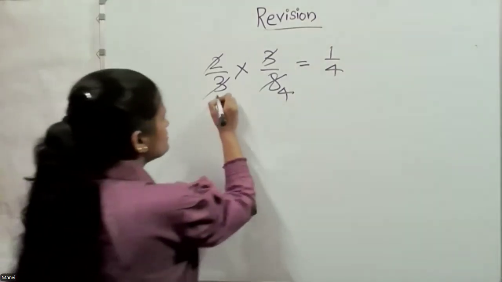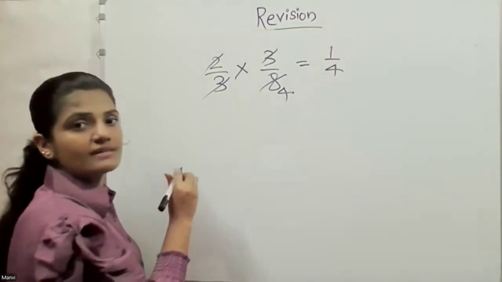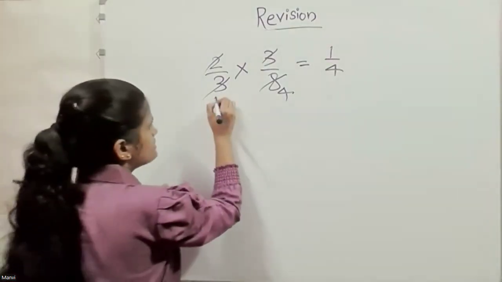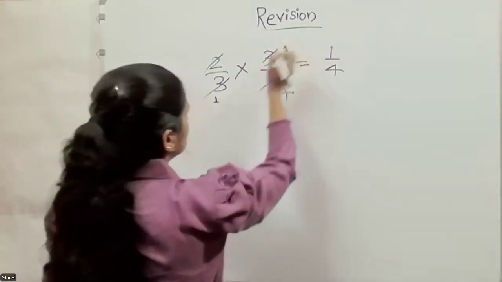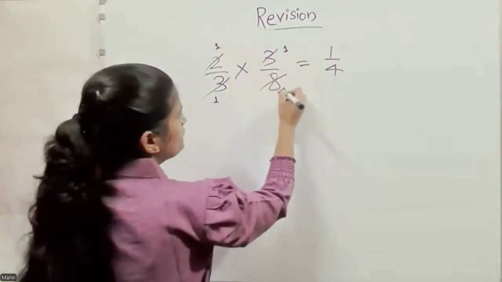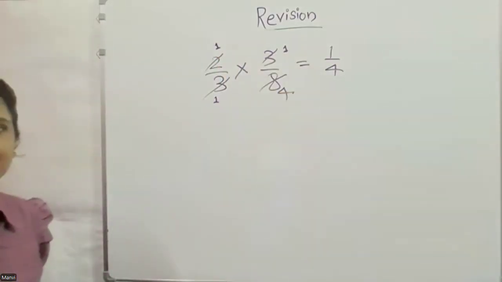So 3 times 1 is 3. You can write it this way, then your answer becomes correct. 3 times 1 is 3, 3 times 1 is 3, 2 times 1 is 2. 2 times 1 is 2, times 4 is 8. Okay?